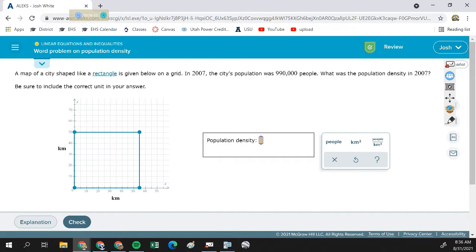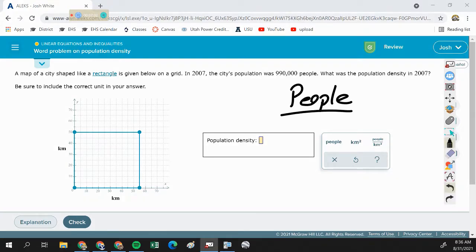Okay? In this case, we're talking about population density, which means how many people are in a certain area. So a map of a city shaped like a rectangle is given on a grid below. The population was 990,000 people. What was the population density? So this is 55 kilometers by 50 kilometers.